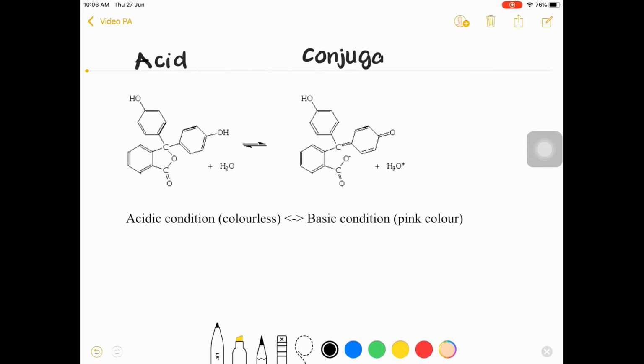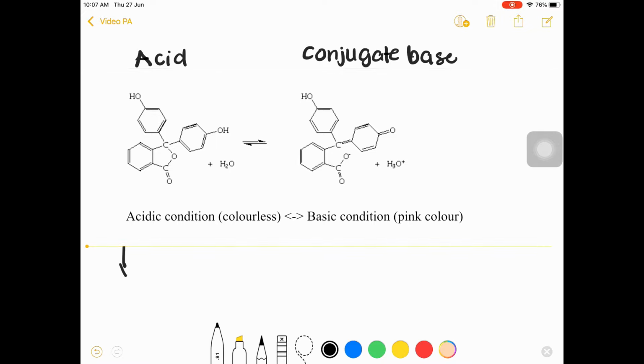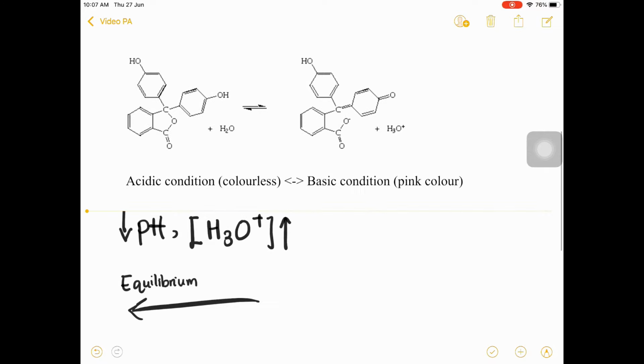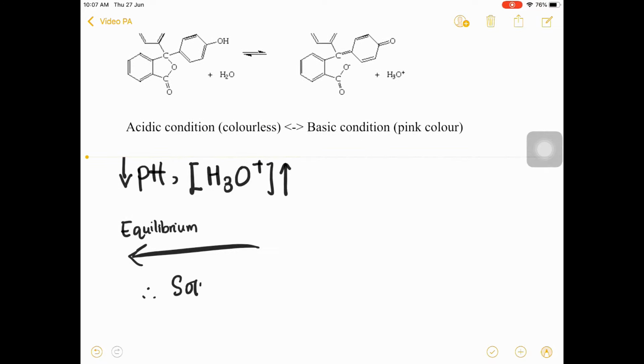In this equilibrium, phenolphthalein acts as the acid, while its anion, which is negatively charged, is the conjugate base. At low pH, when the hydronium ion level is high, the equilibrium will shift to the left, and this results in the solution turning colorless.